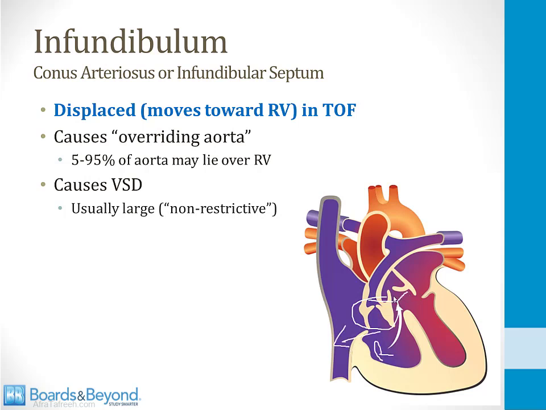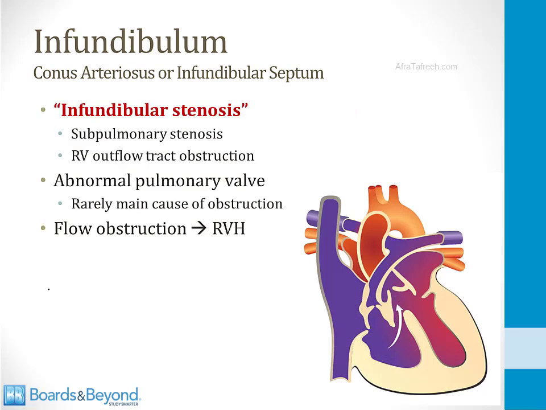That drags the aorta with it and causes the aorta to override the right ventricle. It also creates a gap through which blood can flow, and that's what causes the VSD. It's usually a very large, non-restrictive VSD that allows lots of blood to flow from the right side of the heart to the left.